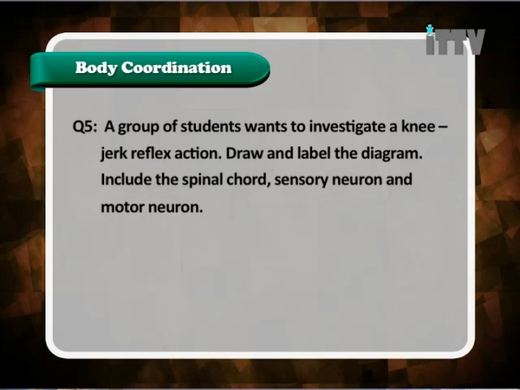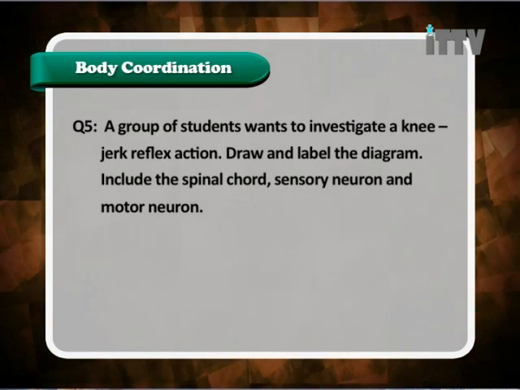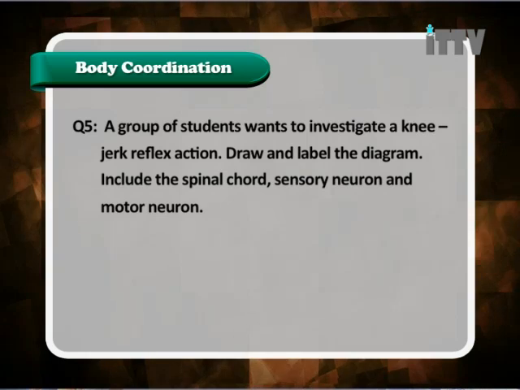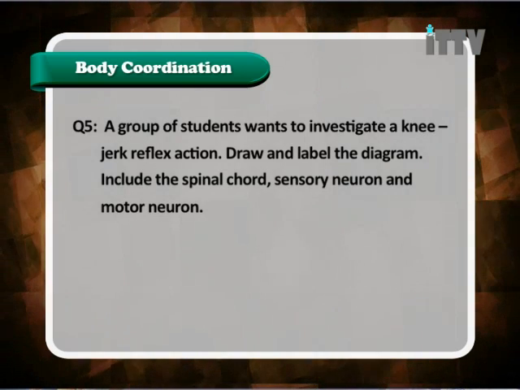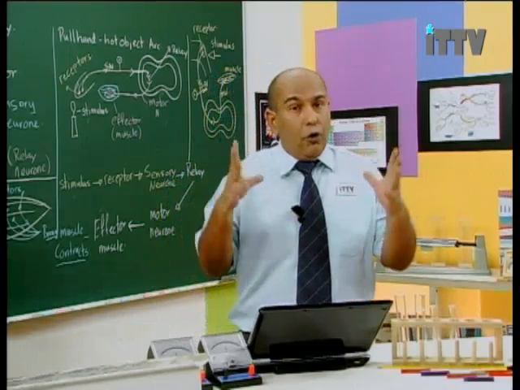A group of students want to investigate a knee-jerk reflex action. Draw and label the diagram. Include spinal cord, sensory neuron and motor neuron. 3 marks. That's a lot of marks. So you need to be able to draw it.